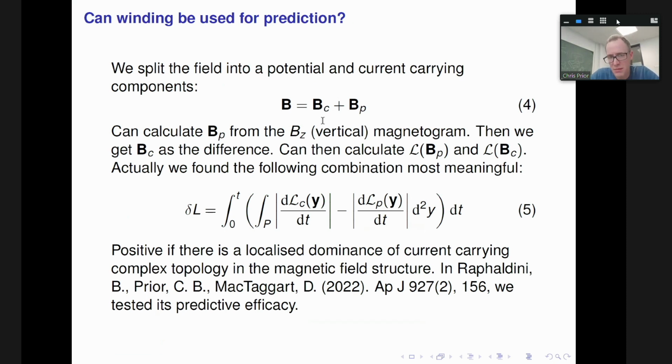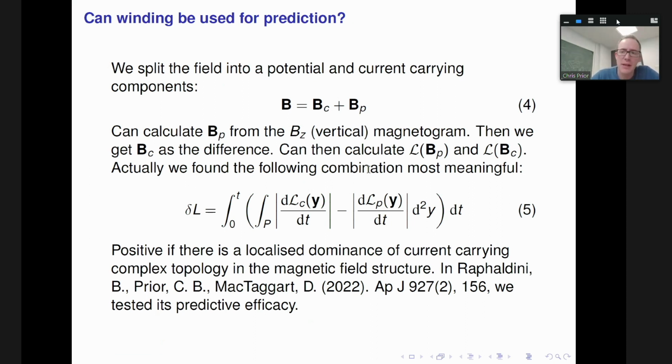So one of the things we do is we split the observational magnetic field into a potential part, which you can calculate from the magnetogram, and a current carrying part. And of course, the current carrying part is the thing that should actually be causing all the flaring, should be causing the reconnection. It should be the interesting thing.